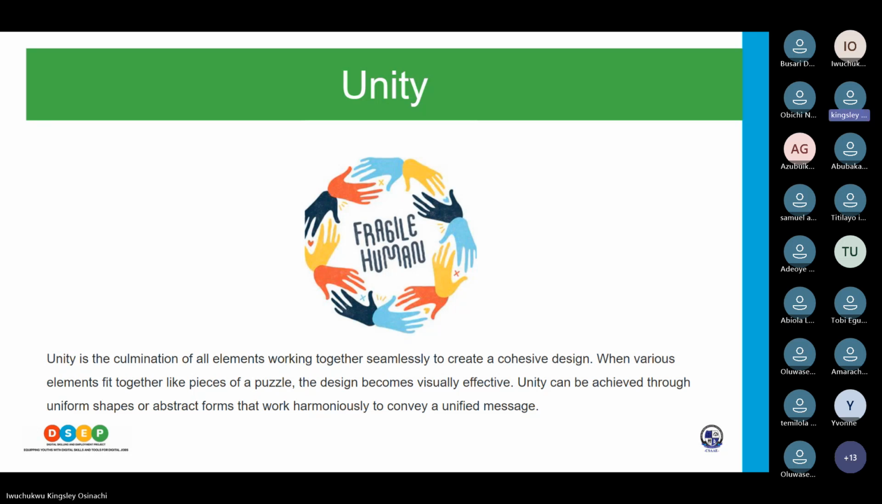Unity is the combination of all elements working together seamlessly to create a cohesive design. When various elements fit together like pieces of a puzzle, the design becomes visually effective. Unity can be achieved through uniform shapes or abstract forms that work harmoniously to convey a unified message. So you can see that unity is bringing together different elements, right?